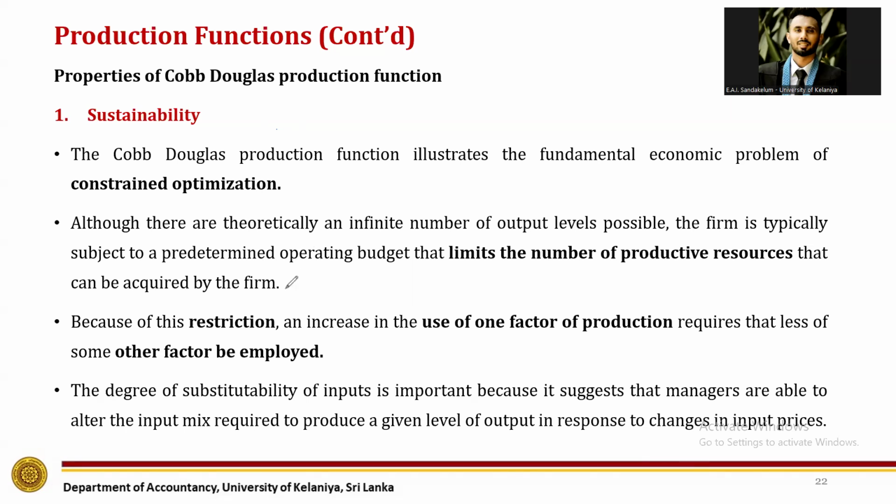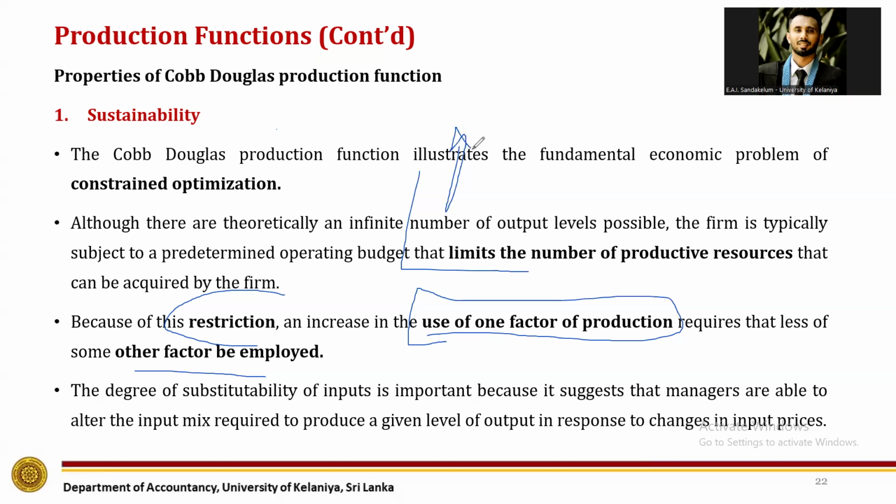But the issue is there is a restriction. The restriction is, if you use one factor of production, it requires some other factors to be employed less. Increasing the use of one factor of production requires fewer of the other factors to be employed. There is a restriction to increase the production.